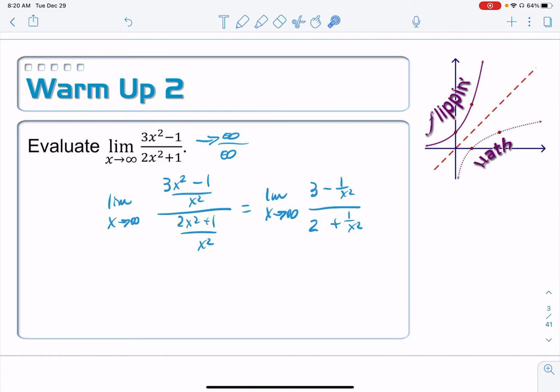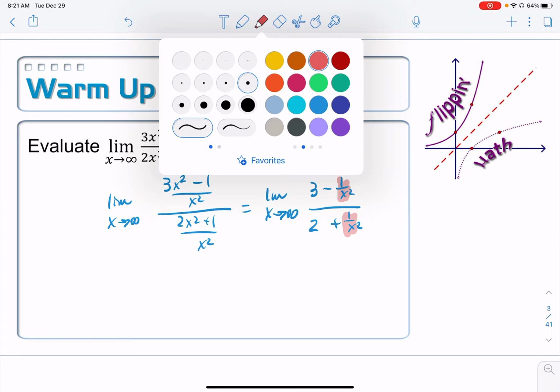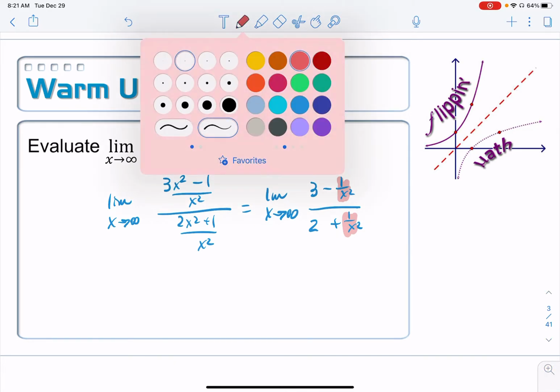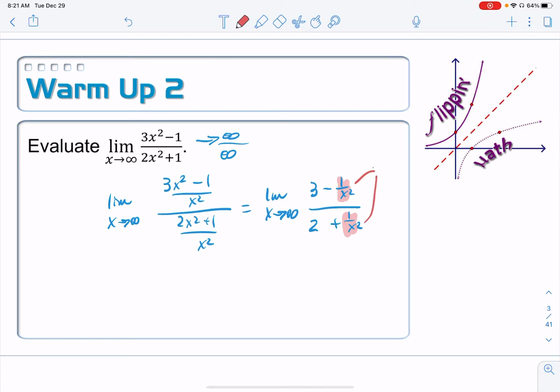Now I'm ready to evaluate the limit by sort of a direct substitution, pretending infinity is a really big number. It doesn't affect the 3 and doesn't affect the 2, but it does affect these little terms. I have 1 divided by some sort of infinity squared. Any number divided by a number that's getting infinitely large goes to 0. Remember that. Both of those terms go to 0, and we're left with the limit of 3 over 2. Horizontal asymptote.